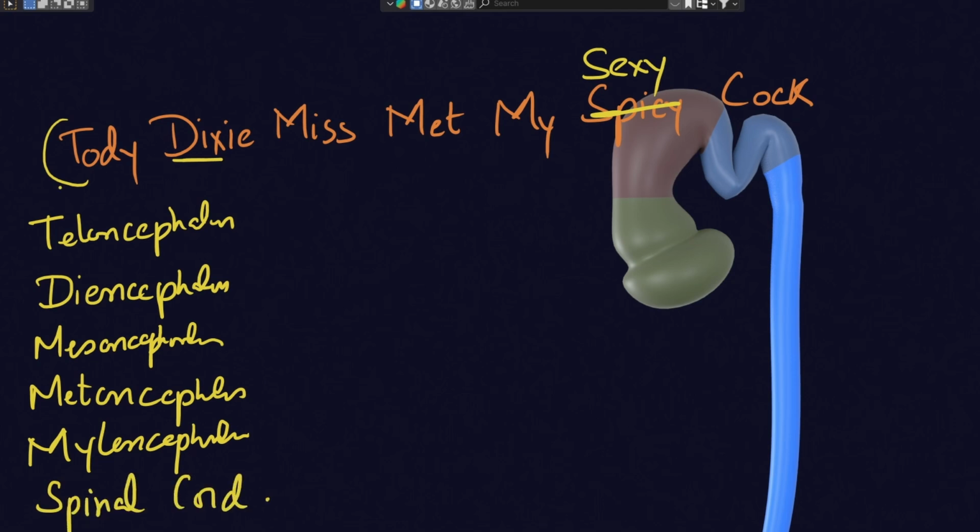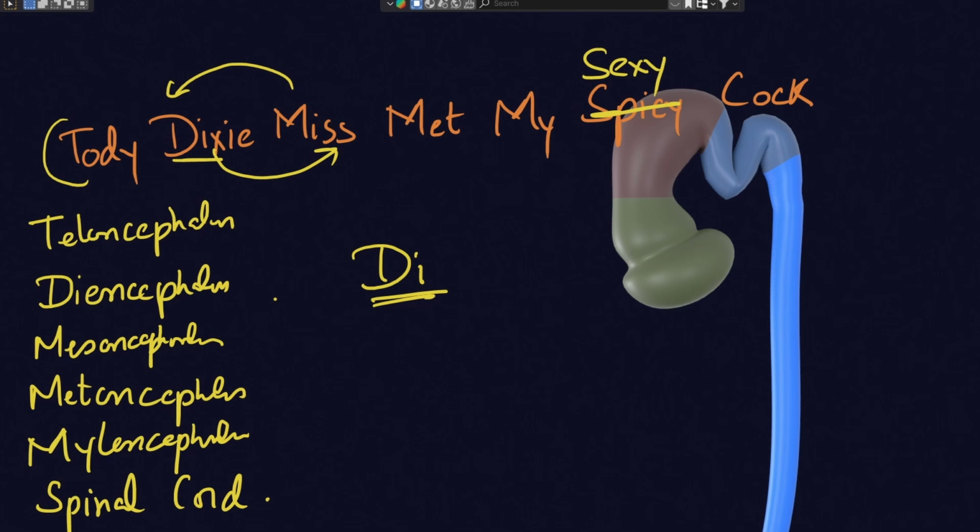And by the way, if you have a sudden uncontrollable urge to mix this mnemonic, you might be thinking of it like this: today Miss Dixie met my spicy cock. So you might swap these terms. In that case, please remember that Di means second. Telen means end. Telen is the last one, and basically the first one in this case, the cranial one. Telen means far away, right?